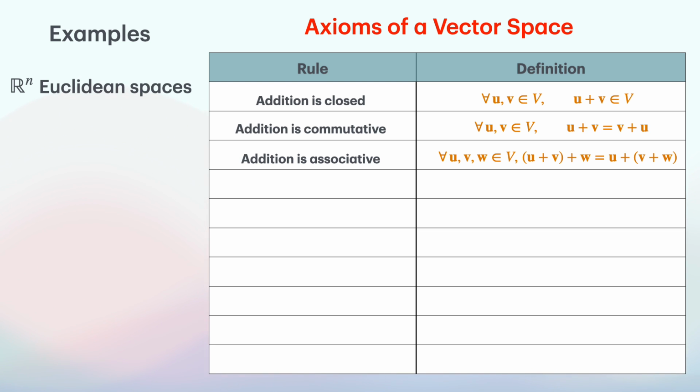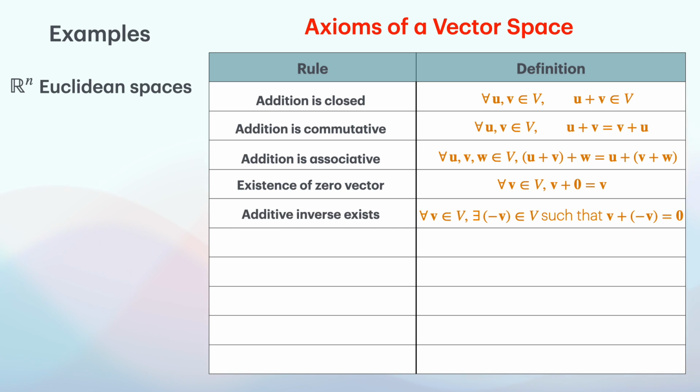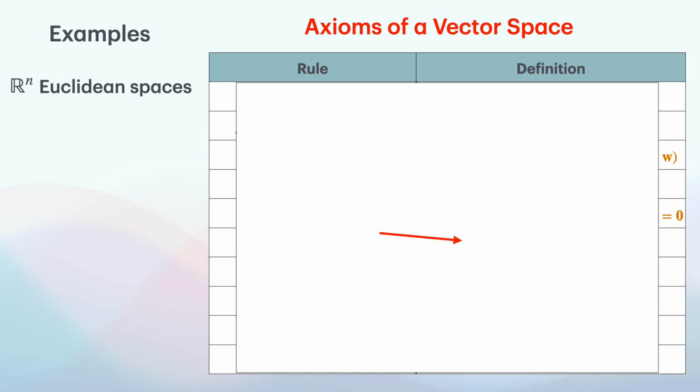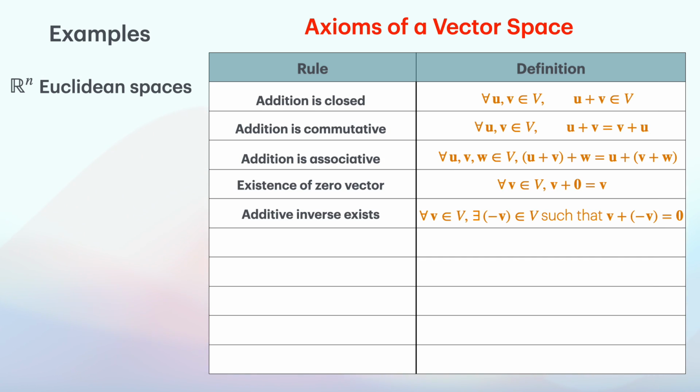Existence of a zero vector. There's a special vector called the zero vector. When you add it to any vector, the original vector doesn't change. It acts like a do-nothing vector for addition. Existence of additive inverse. Every vector has another vector pointing in the opposite direction, its additive inverse. When we add them head to tail, the tip ends up at the origin. Every vector has something we can add to get zero.